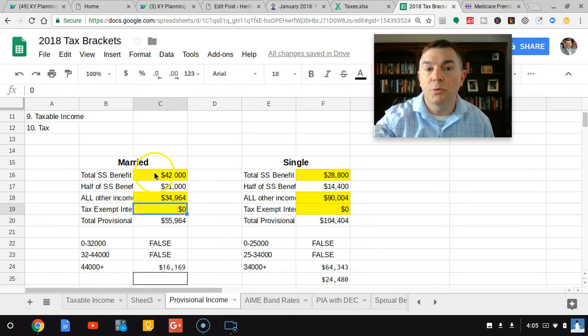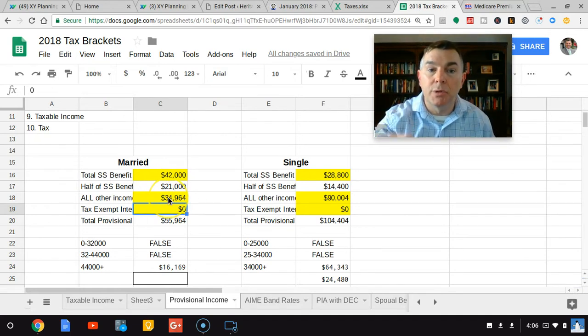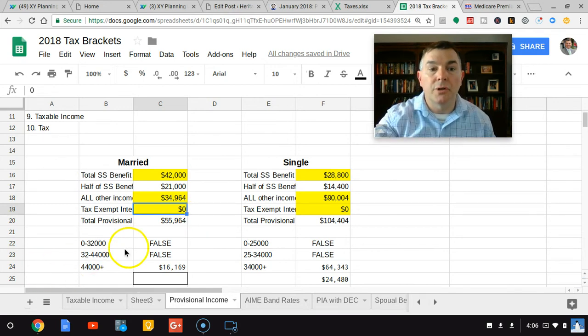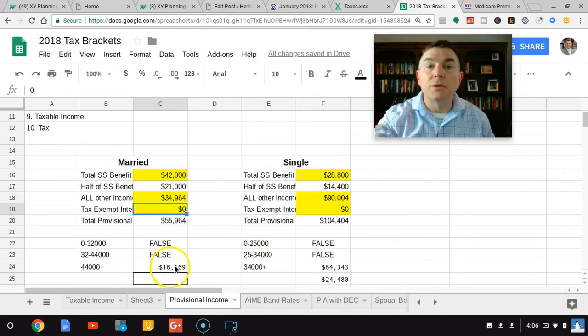So $42,000 between them. We take half that amount. We add that to their other income. In this case, their only other income is the required distributions on Jane's IRA. We take these two numbers, and this gives us provisional income of $55,964. So we use the Social Security tax tables, which means of that $42,000 of Social Security, based on a provisional income of $55,964, $16,000 of their Social Security will be subject to income taxation. All right, so $16,000 will be subject to income taxation.